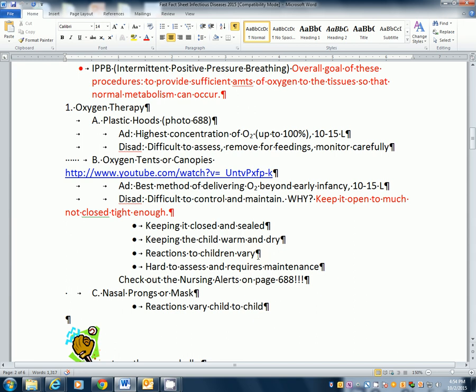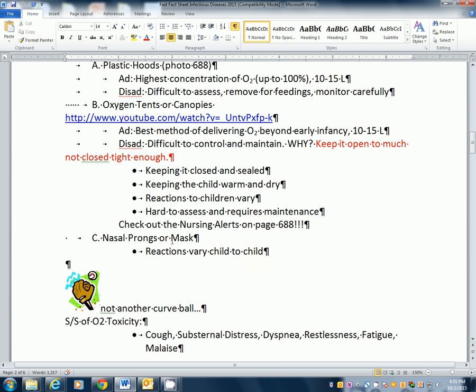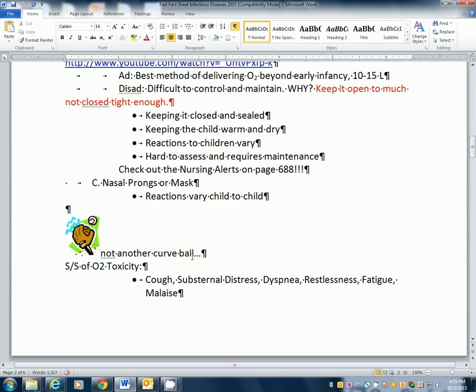I think there may be some nursing alerts on page 688. It says inspect all toys for safety and suitability. Vinyl or plastic, not stuffed animals that absorb moisture or are difficult to keep dry. The high oxygen environment makes any source of spark, so any kind of mechanical or electrical toys are a potential fire hazard. Nasal prongs and mask. Again, children react differently to these as well.